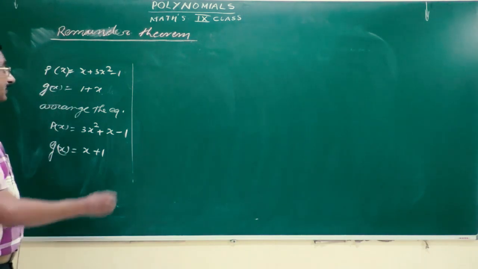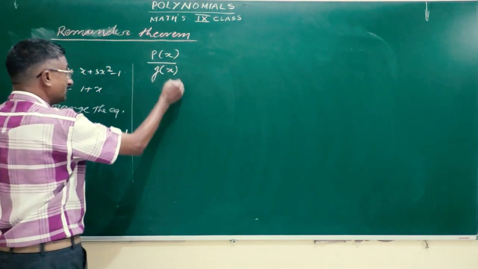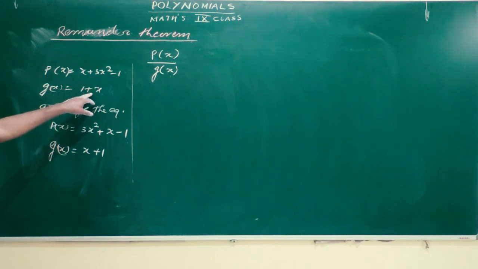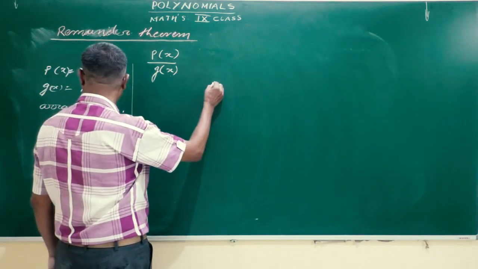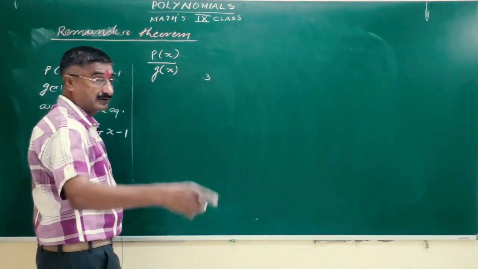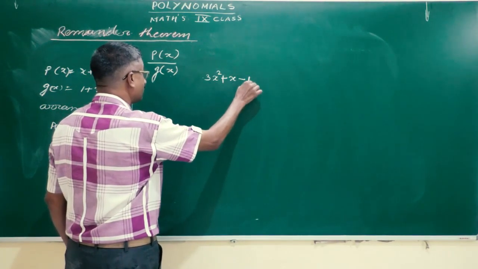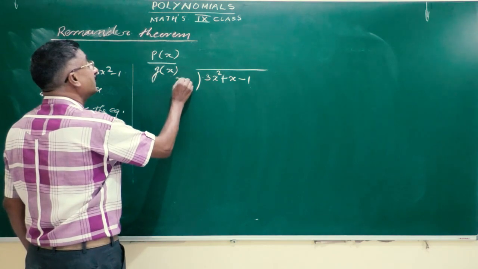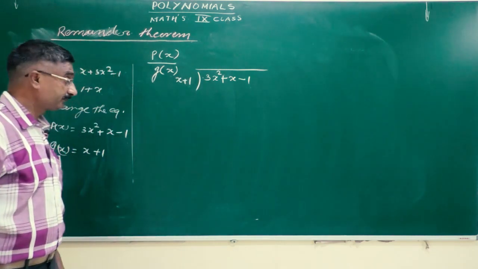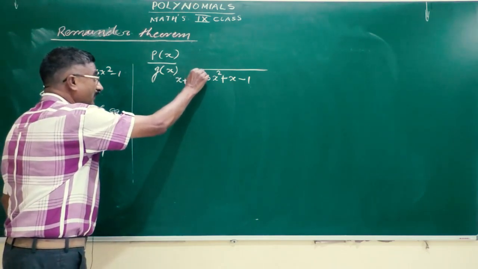We have to divide px. What we have to find out is px divided by gx, which means one polynomial is divided by the second polynomial. So I will write the arranged equation, that is 3x square plus x minus 1, and here I will write x plus 1 as the divisor, as we do when we are solving the problems.